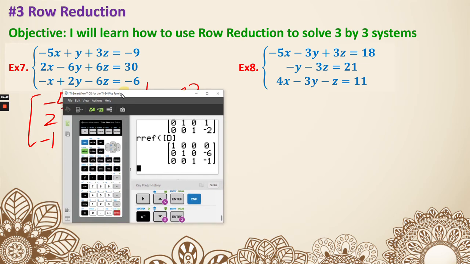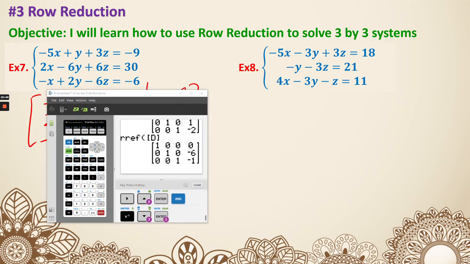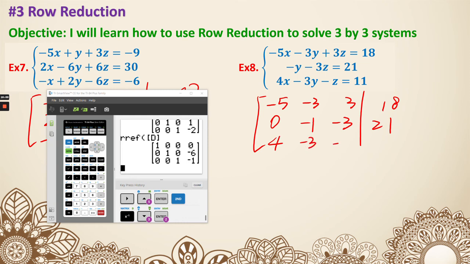That is example 7. Now we have the last one, example 8. Same thing, let's write down the augmented matrix. And again, you have to make sure you have x and y and z. First row, -5, -3, 3, 18. Second row, we don't have an x, so it's got to be a 0 for the first position. -1, -3, 21. We have 4, -3, -1, and 11.